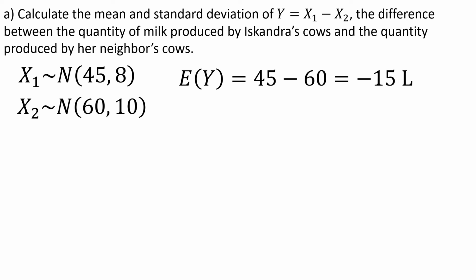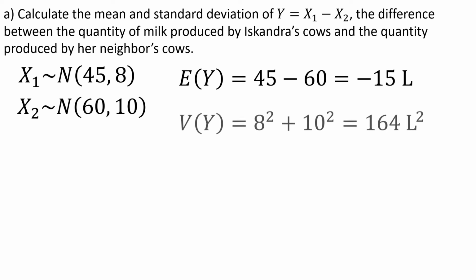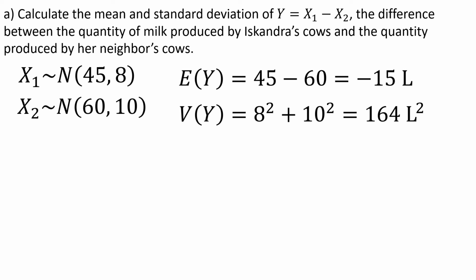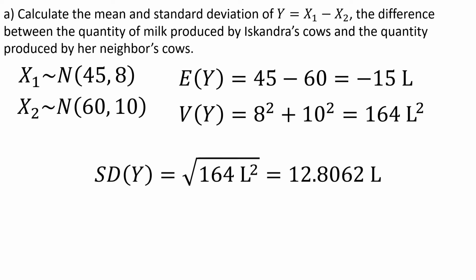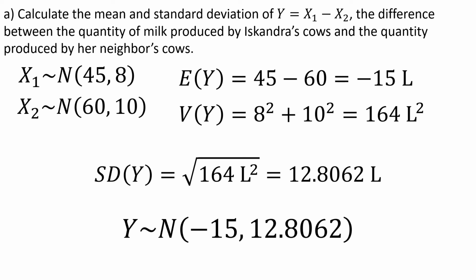To get the standard deviation, we first must calculate the variance of this random variable y. So the variance is just the sum of the variances. And so you need to remember that variance is standard deviation squared. So we have 8 squared plus 10 squared. To go back to standard deviation, we take that variance and we calculate its square root. So the square root of 164, we get 12.8062 liters to be the standard deviation of our random variable y, which is the difference between x1 and x2. So we can say y follows a normal distribution with a mean of minus 15 liters and a standard deviation of just about 13 liters.